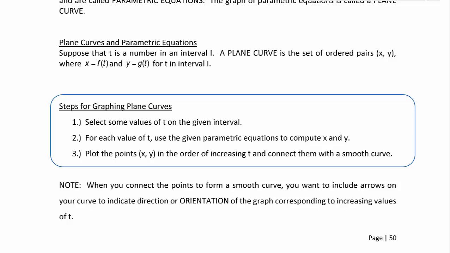So our steps for graphing plane curves is basically we're going to make a beefed up XY chart. We're going to make a TXY chart. We're going to start by selecting some values of t on the given interval. Then, for each value of t, we're going to use the given parametric equations to compute x and y. We'll plot the points in the order of increasing t and connect them with a smooth curve. Please note that when you connect the points to form a smooth curve, you want to include arrows on your curve to indicate the direction or orientation of the graph corresponding to increasing values of t.